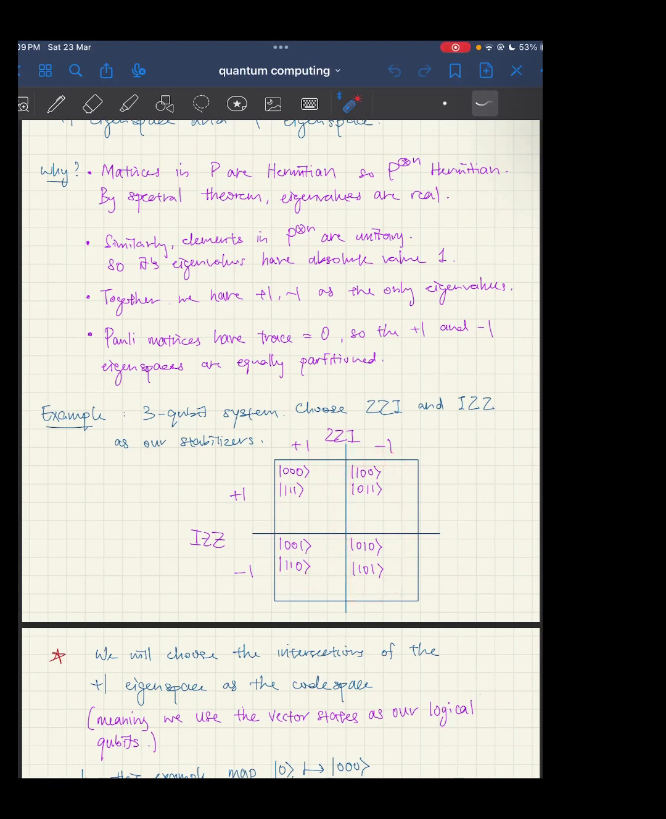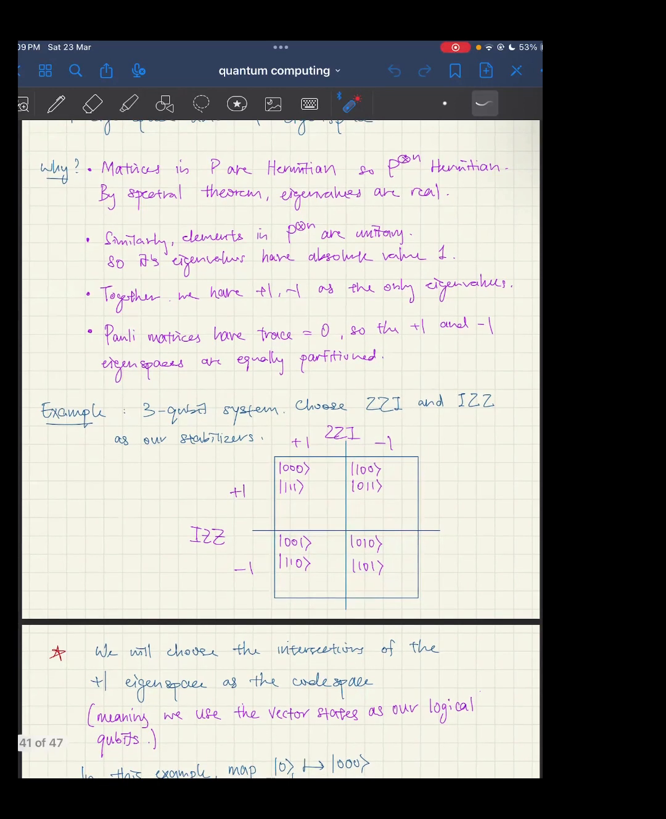For example, if we look at 110, if we take Z on the first qubit, we get a -1, and then Z on the second doesn't do anything, and I on the third doesn't do anything. So we end up with a -1, which means that it's in the -1 eigenspace. And we can do the same for IZZ: when IZZ is applied to these vectors, we get the same vectors back, and when we apply it on the other vectors, we get a -1 coefficient in front. So they lie in the -1 eigenspace.